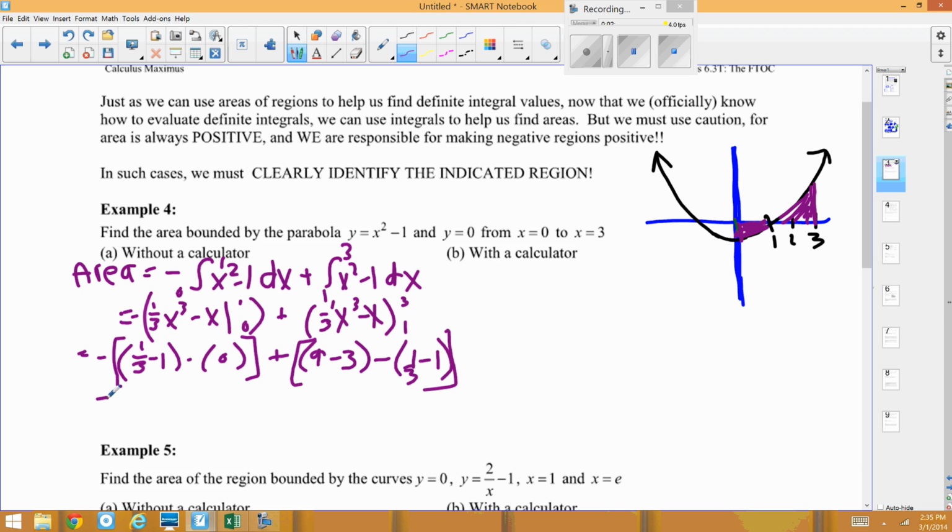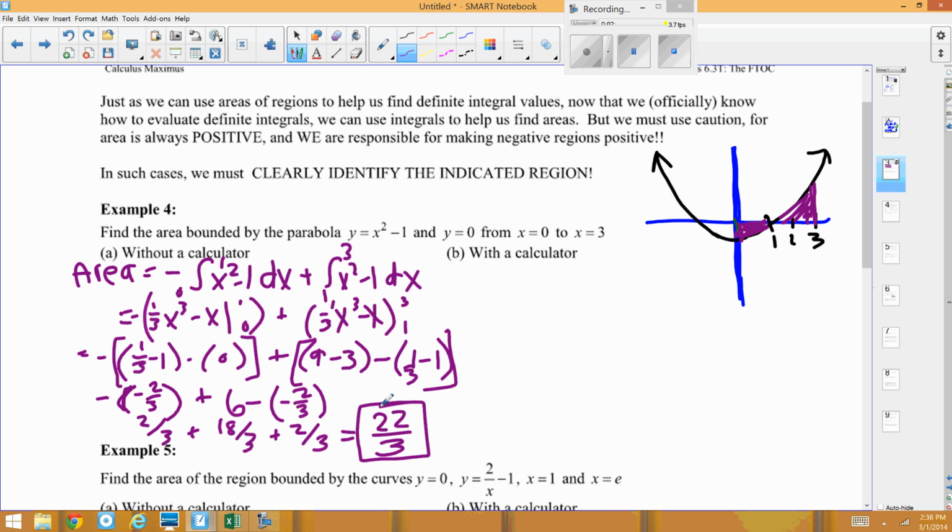Okay, so then I have this negative here. Let's simplify. 1/3 minus 1. That'll be negative 2/3, right? And let's see, plus 6 minus 1/3 minus 1, which will be negative 2/3. So we get 2/3 plus 6 is 18/3 plus 2/3. So we get 22/3 for our area. All right, now with a calculator, you can go ahead and just type that in if you want to do that.